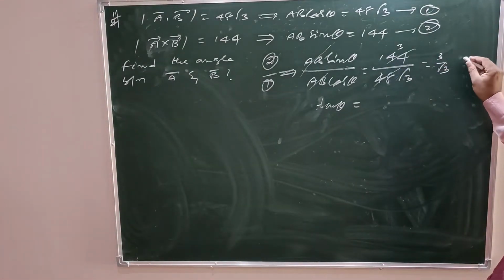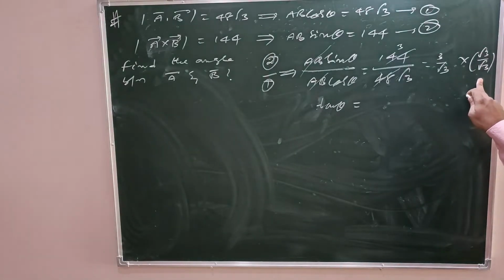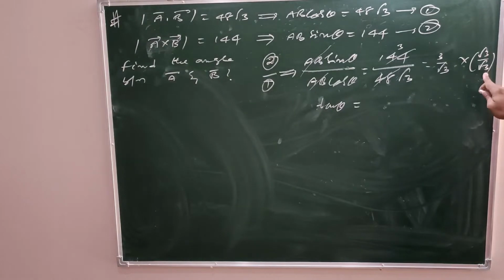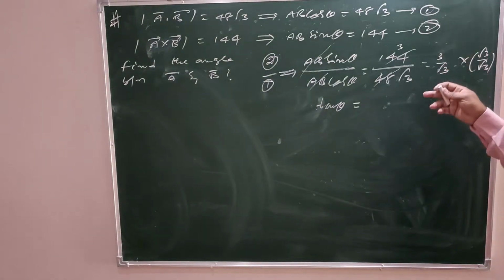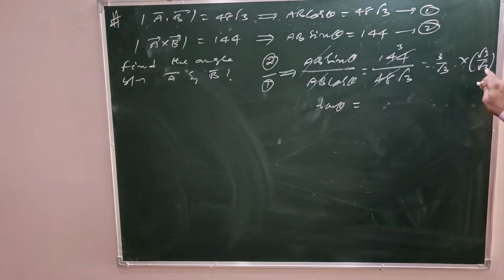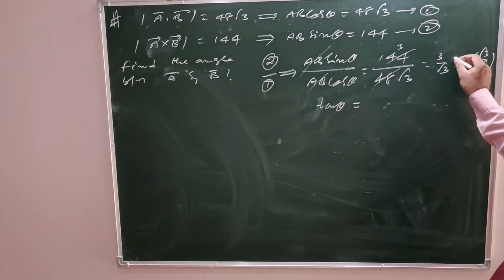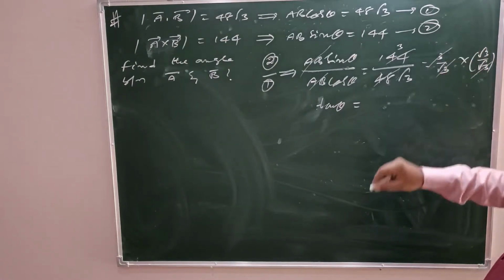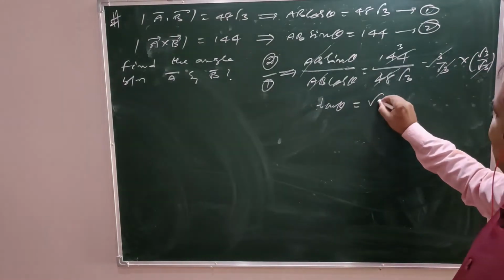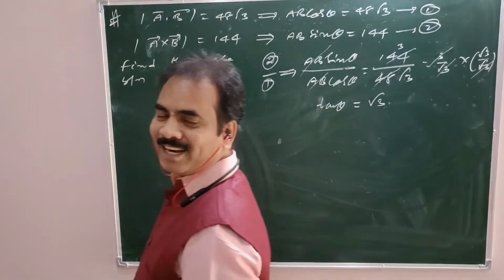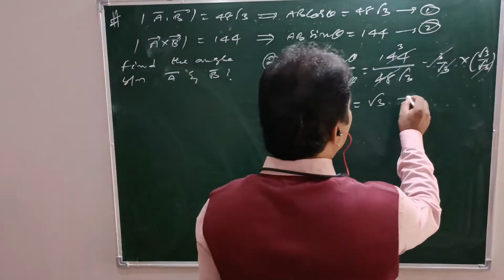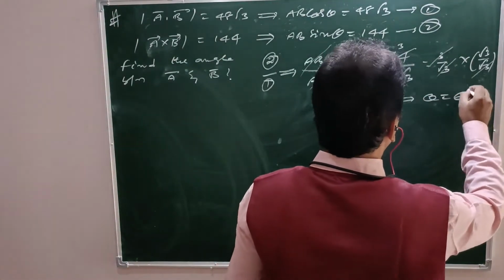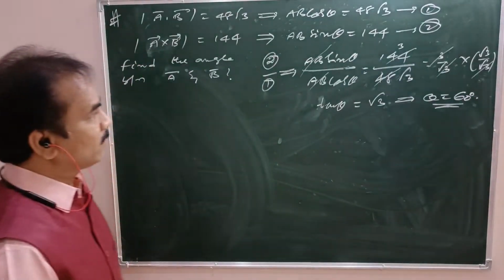Take division and multiplication by root 3 here, root 3 by root 3. I am taking rationalization, that is root 3 by root 3. Can I write like that? Yes. Why? Because root 3 gets cancelled. So root 3 into root 3 is 3, root 3 cancels with 3. We are left with root 3. So tan theta equal to root 3 implies that theta equal to 60 degrees. Am I right? Okay. Right.